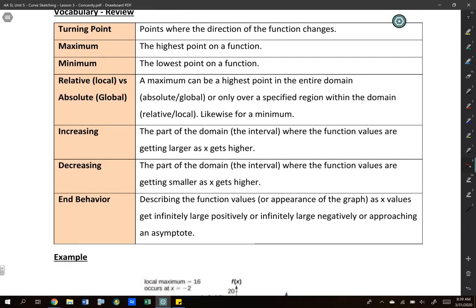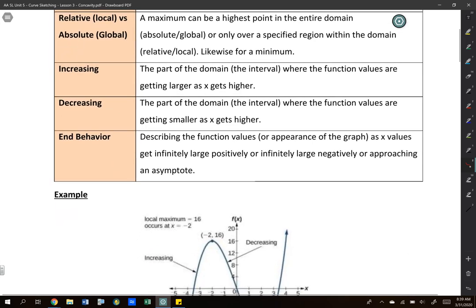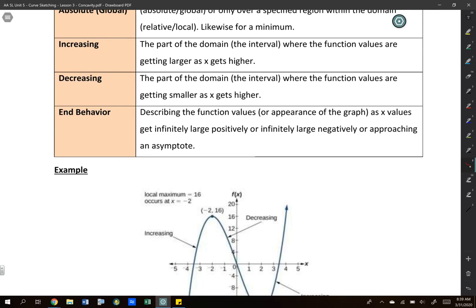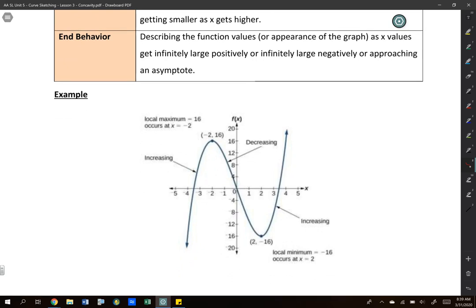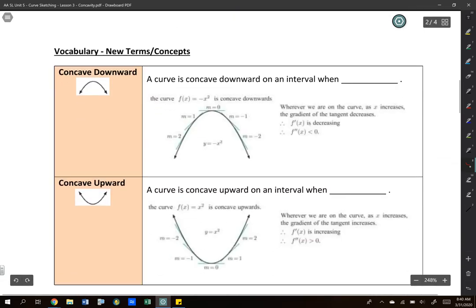Increasing, that's where the values are getting larger as x gets higher. Decreasing, the values are getting smaller as x gets higher. And the end behavior is basically what it says, looking at the ends of the graph. And just as a reminder, I have an example here demonstrating some of those different concepts. All right, so let's get right into it.